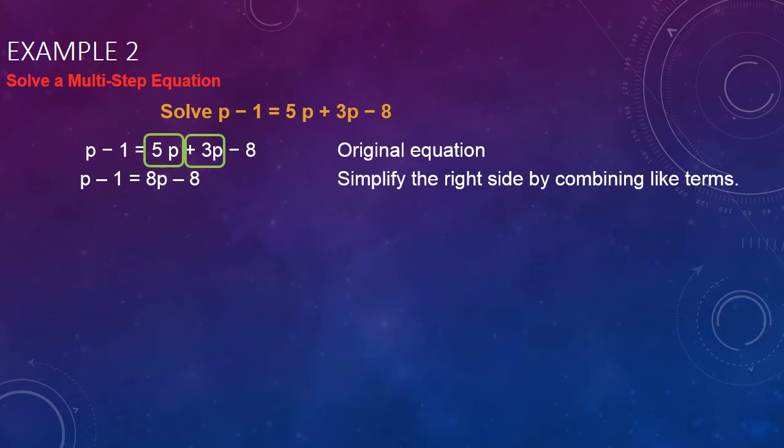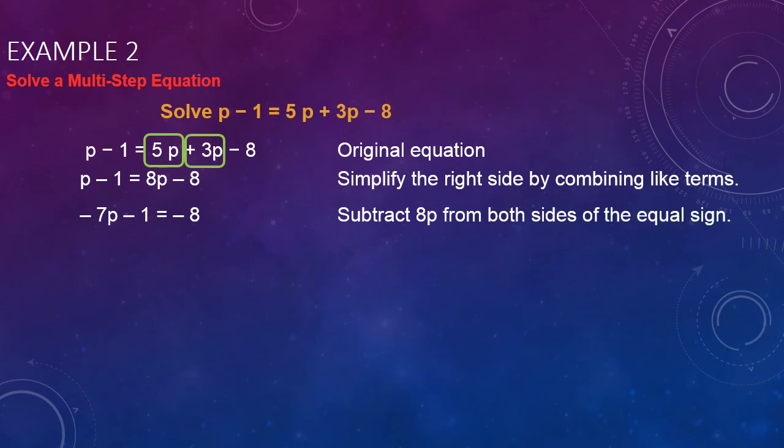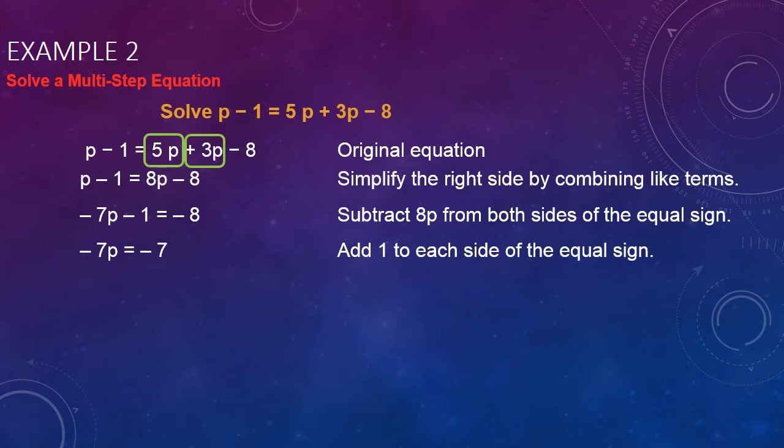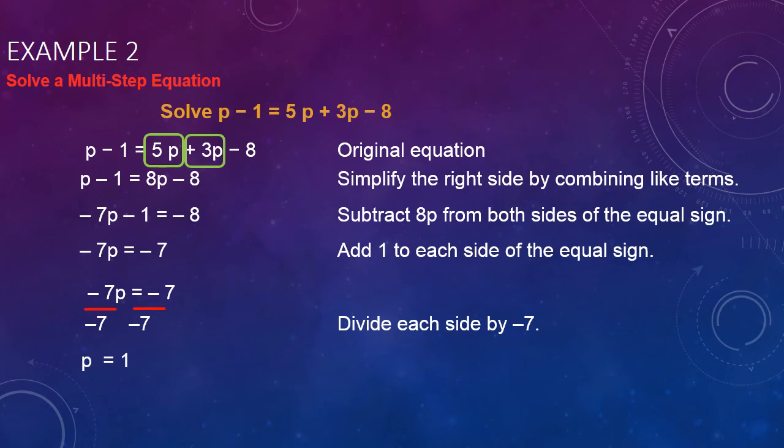The next step may vary a little bit because there's 4 different ways you could start the problem. This is how I choose to start mine. I'm going to subtract 8p from both sides of the equal sign. So that leaves me with negative 7p minus 1 is equal to negative 8. Now I'm going to add 1 to both sides of the equal sign. So this gives me negative 7p equal to negative 7. And last but certainly not least, I'm going to divide both sides by negative 7. So my final answer, p equals 1.